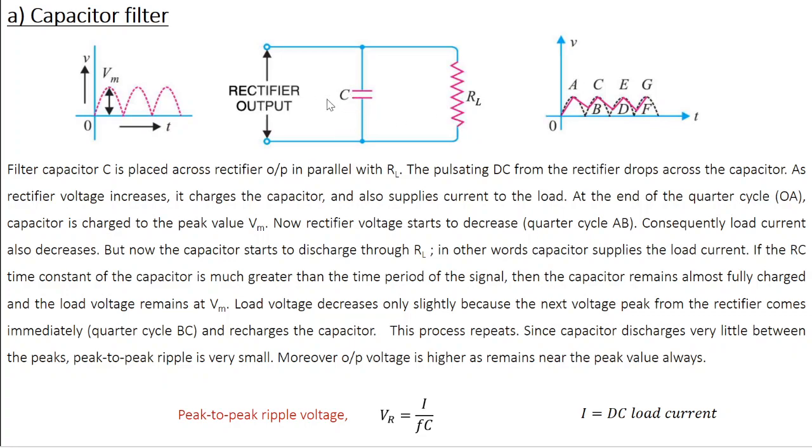Since the capacitor is in parallel, the pulsating DC, for example in this case a full wave rectifier, has this output waveform. So the pulsating DC from the rectifier drops across the capacitor. Now, what happens to the capacitor? You know the general functioning of a capacitor, right?